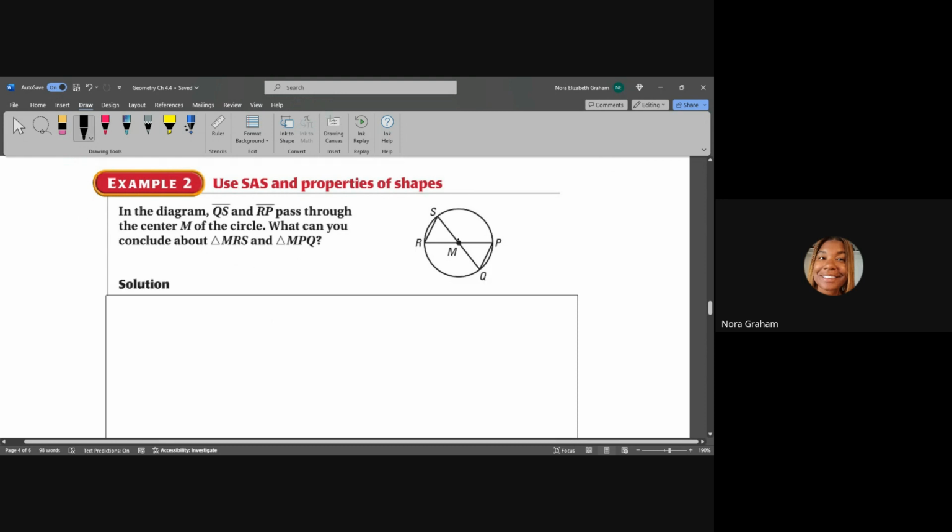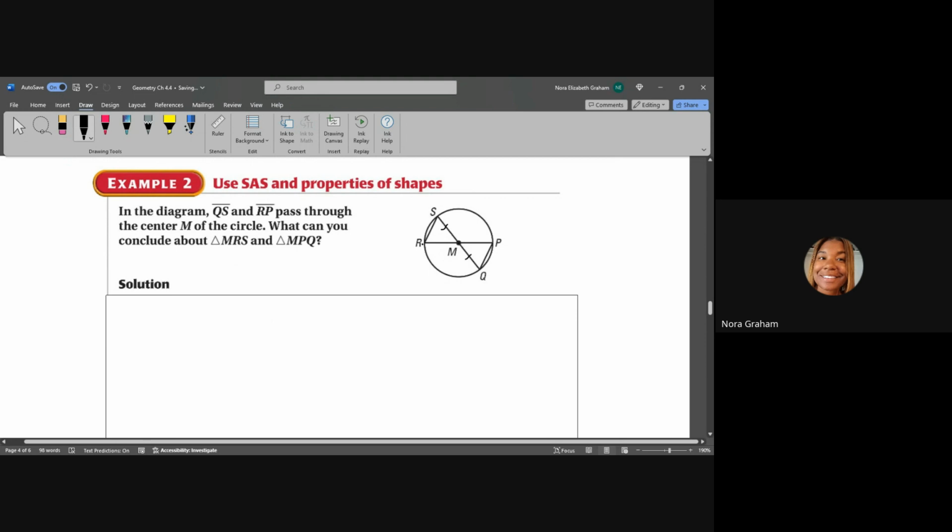So if I look at this, they say that QS and RP pass over the midpoint. So by definition of the midpoint of a circle, when I go from the midpoint to the outside of my circle and it touches the outside, and when it does that again and passes through that same midpoint, those segments are going to be congruent. Okay. So I know that SM and MQ are congruent. That's just by definition of a midpoint of a circle.